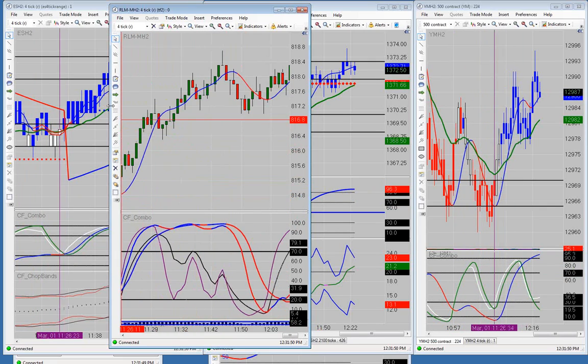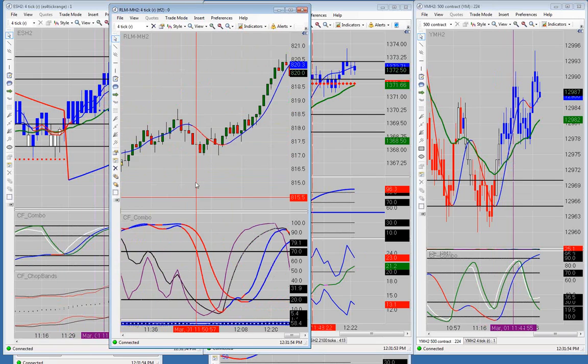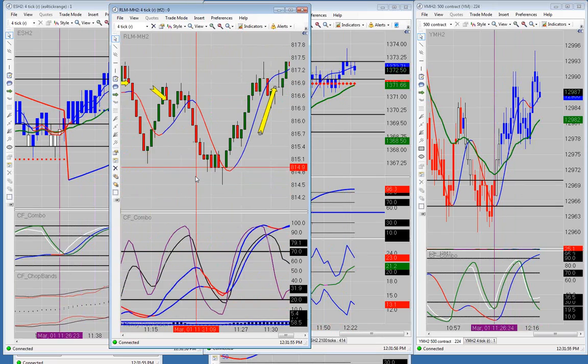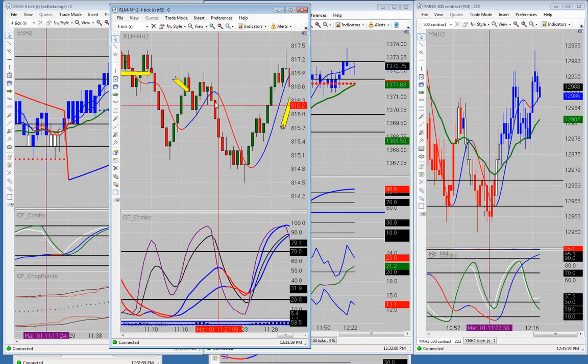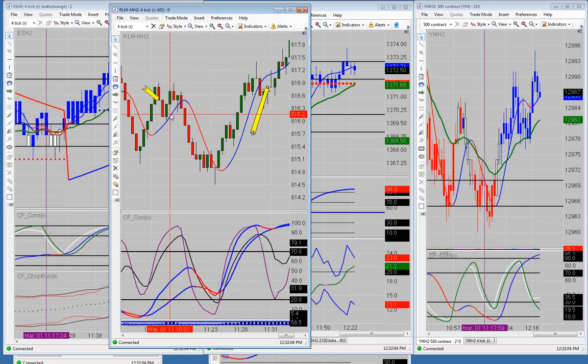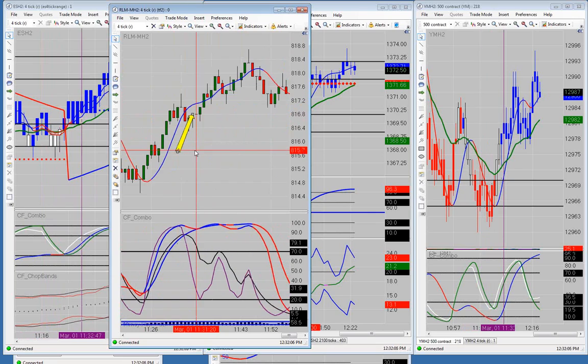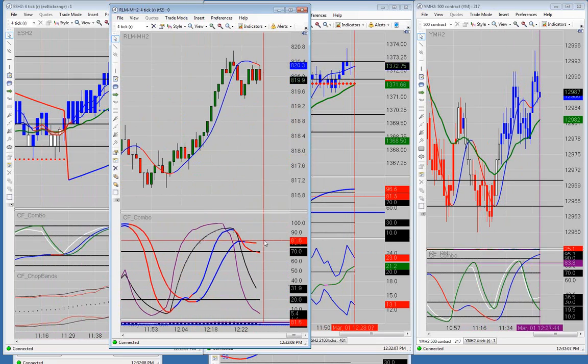And I'm just pointing out all the places where there were potential entries, though I didn't take any more. Right over here, I think, is where I had just gotten to break even on the day. And I didn't take any more of these trades in here.